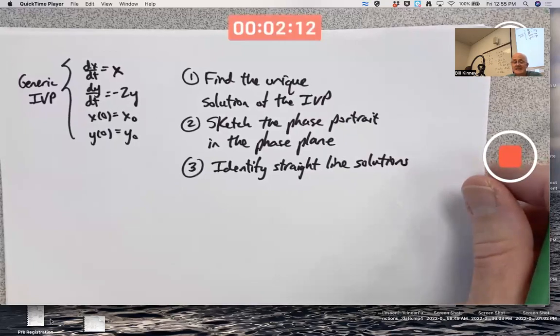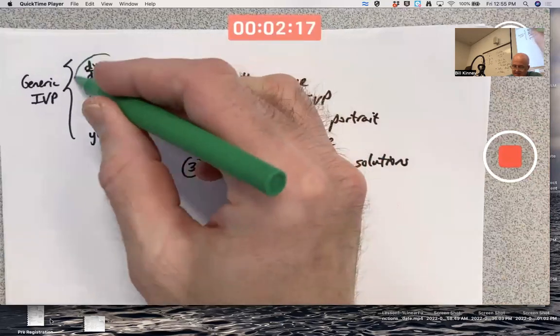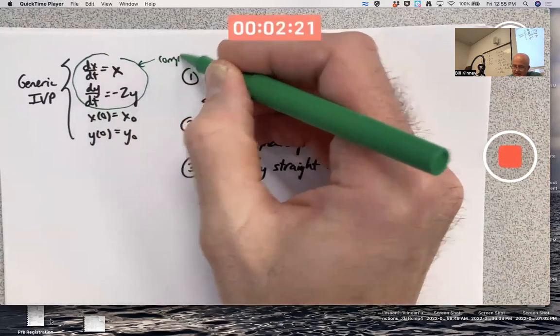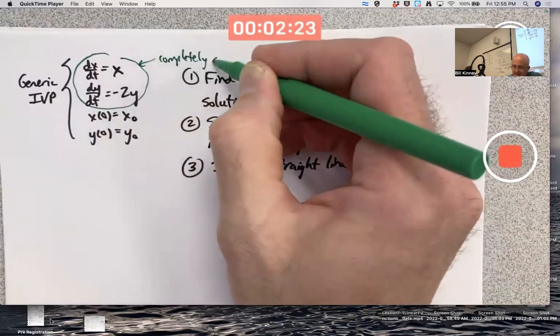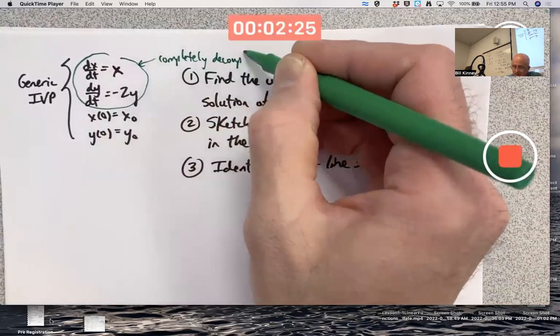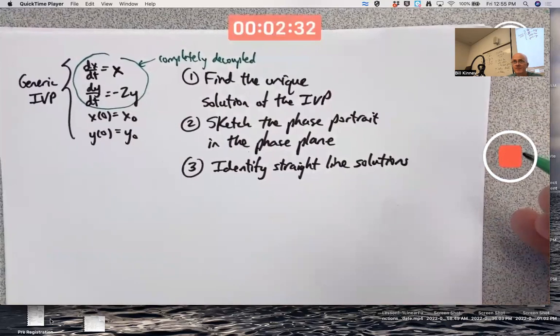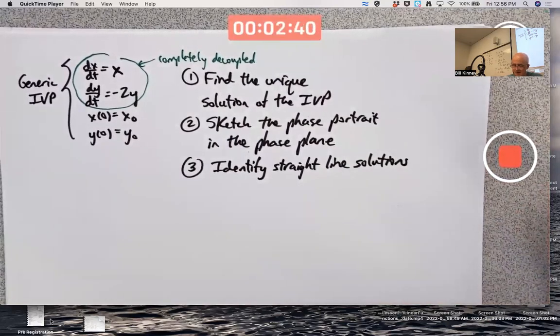So the thing that makes this system relatively easy is that it is completely decoupled. What that means is that you can think about each equation individually. You don't have to think about the other equation. And then you just combine the results into one vector as a solution of the system.